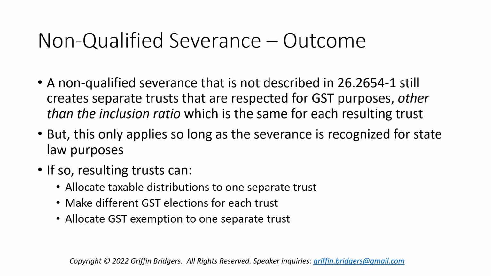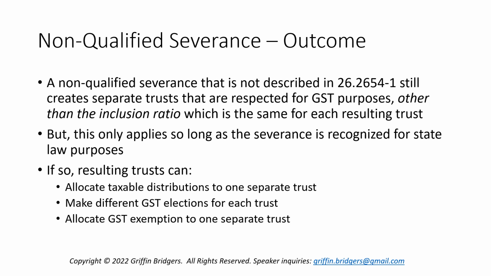The inclusion ratio will be the same for the 2 trusts that are created, or each trust that's created if you divide into more than 2 trusts. But you only have that treatment as long as the severance is recognized for state law purposes. So for most states that recognize the Uniform Trust Code or other similar laws, you're going to have a state law that allows a trustee to divide or combine trusts along similar terms and lines.